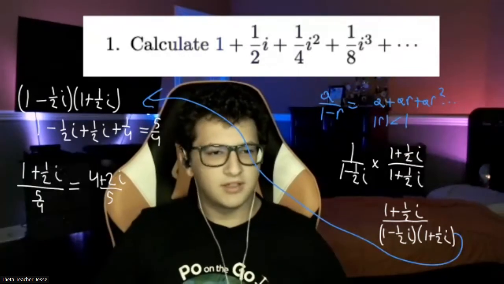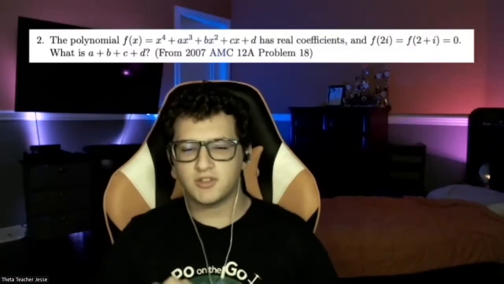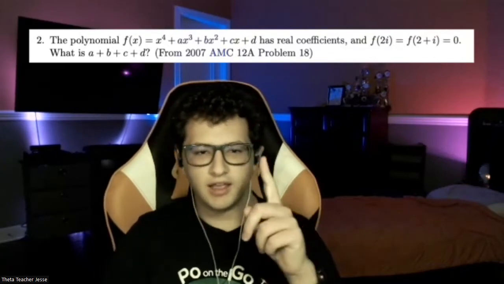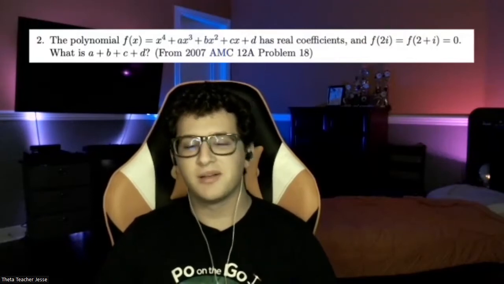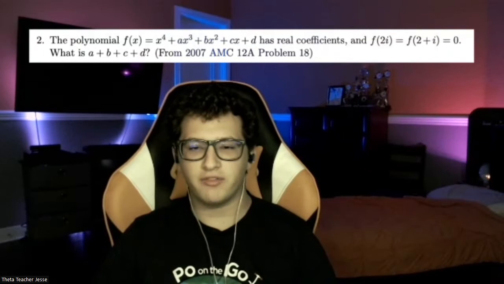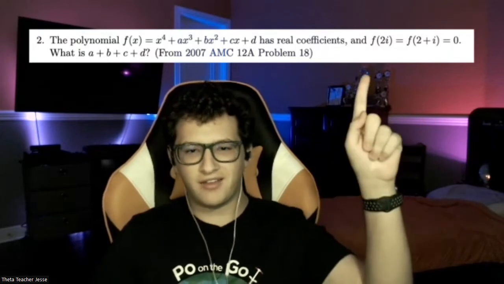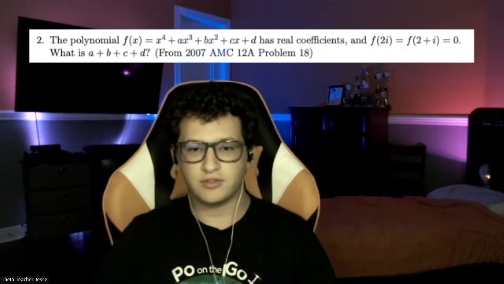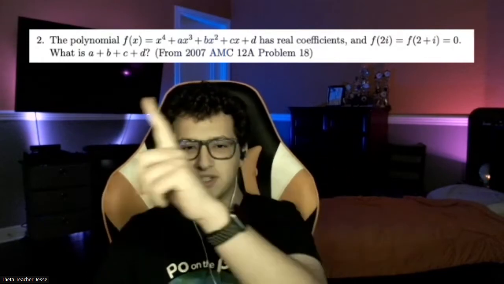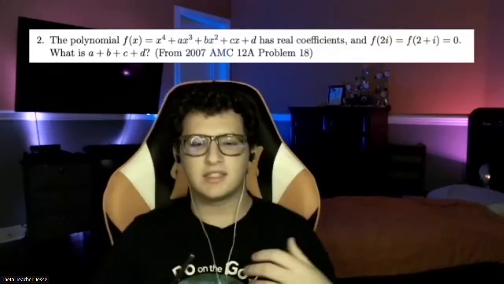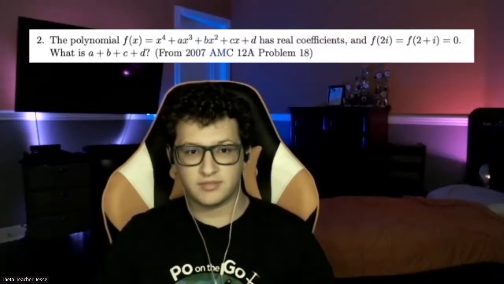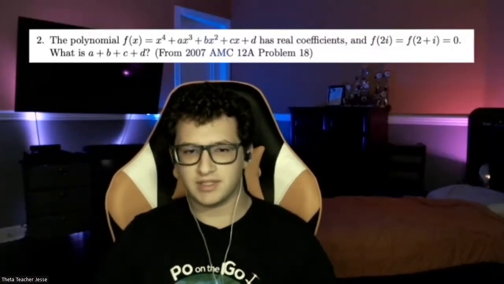Okay, awesome. So let's go to this one. Get ready for me to ask you guys a bunch of questions, and let's do it. We have a polynomial x to the fourth plus ax cubed plus bx squared plus cx plus d, and it has real coefficients. So basically that means a, b, c, and d are all real numbers. We also know that f of 2i equals f of 2 plus i equals 0. So if you plug those values in for x, when you evaluate it, you'll get 0. So what is a plus b plus c plus d?